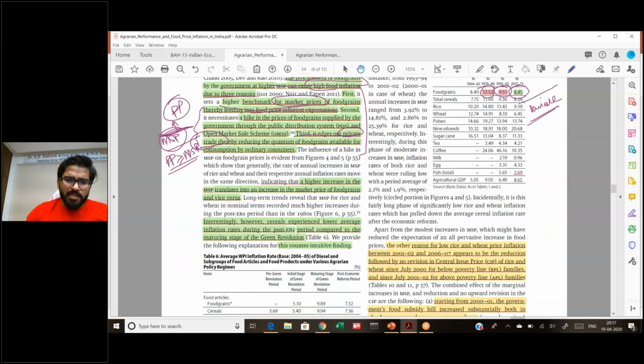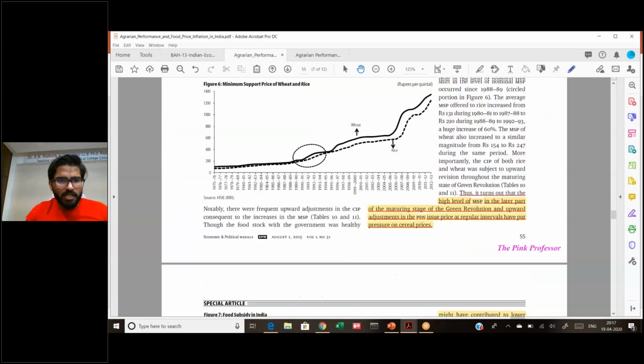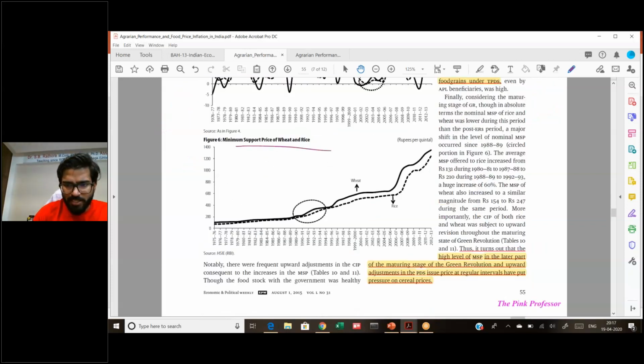However, what we find is that while the MSP has been increasing, we find lower average inflation in the post economic reforms era as compared to the earlier phase, and the explanation is counterintuitive. You can see the inflation, you can see the minimum support price. There's a huge point of inflection here, and if you zoom in, it's actually after 93, 94 that the MSP starts a secular increase. This is the first phase, and then it peaks again.